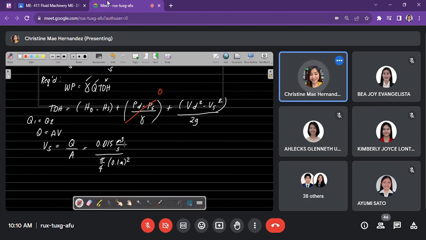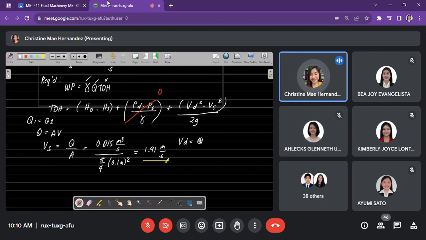So, ang velocity natin at the suction ay equal sa 1.91 meters per second. Okay, so pa-solve na rin. Baka mamaya mali yung pindot ko sa calcu, ha. So, try nyo i-resolve habang nag-solve tayo. So, ito yung ating velocity at suction, or V1.